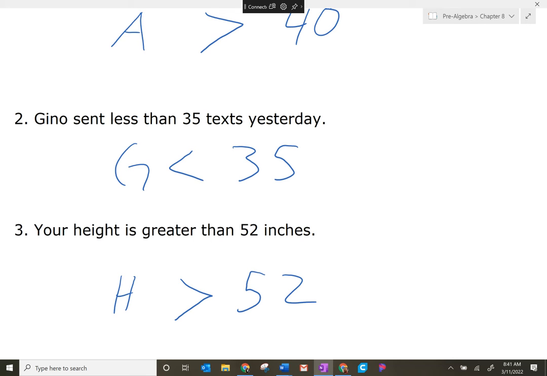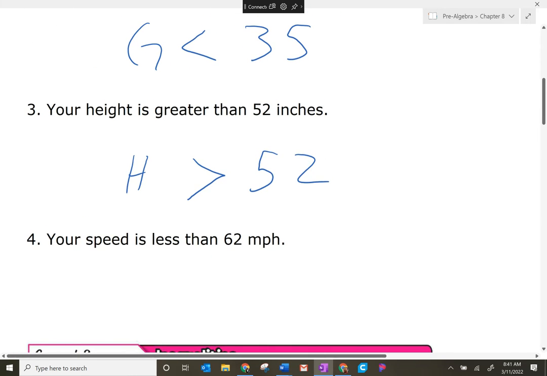This one's all on you. Your speed is less than 62. Go ahead and do that one on your own.